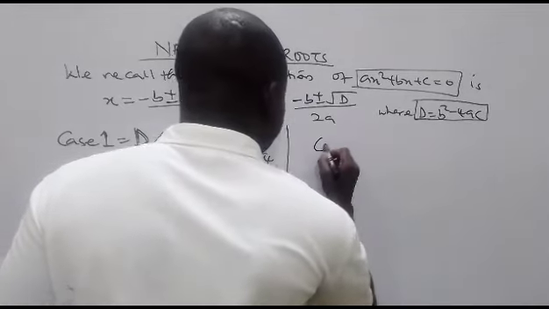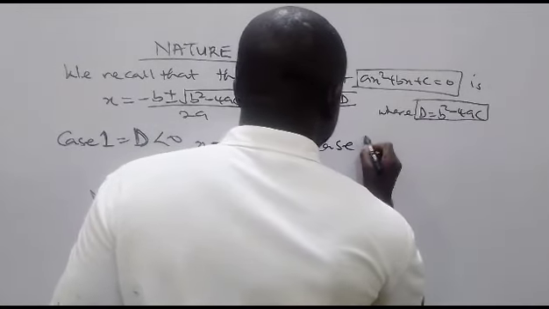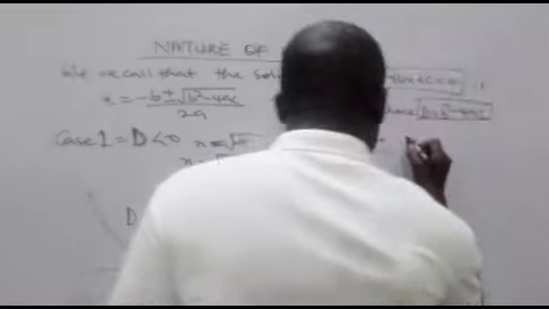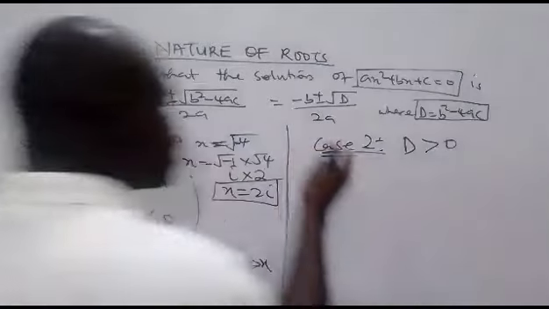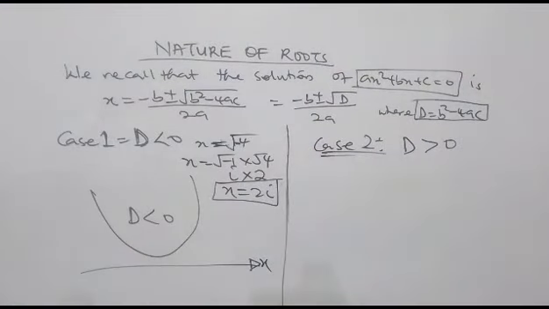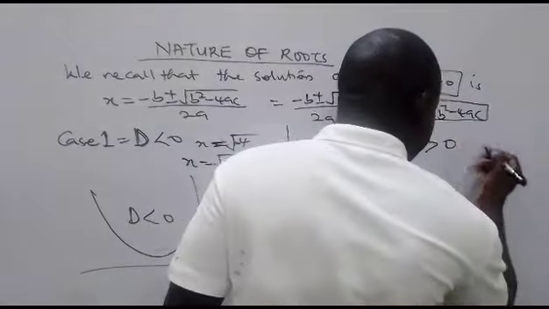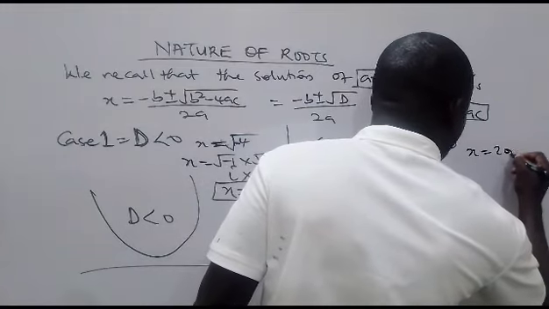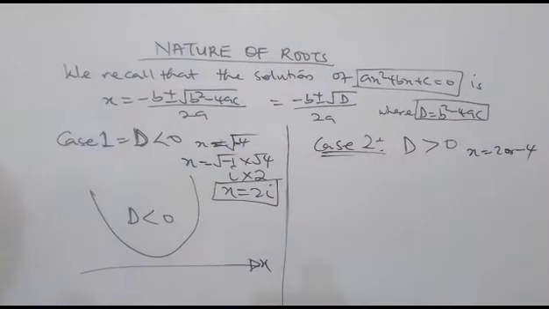We go to case 2. Case 2 is when the discriminant is greater than 0. What is the implication of this? When the discriminant is greater than 0, it simply means that the roots of the equation are real and distinct. They have different values. This type of problem is when we have x equal to 2 or minus 4. The roots are real and distinct.